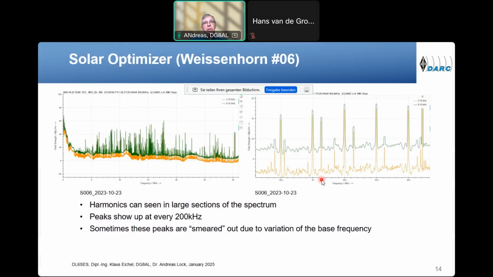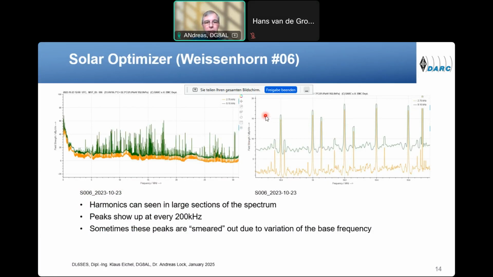Another, let me say, kind of interferer are the so-called optimizers. Some of the PV installations use optimizers. These are small impedance converters. So if you have shading on your panels, the optimizer transforms the impedance so that you have maximum current through the whole set of panels.